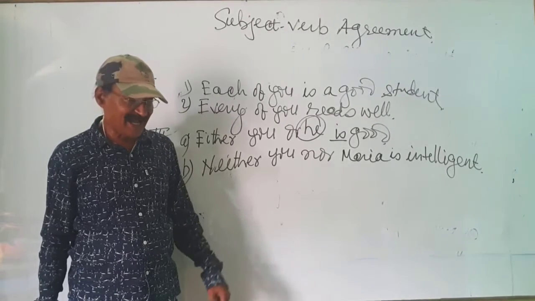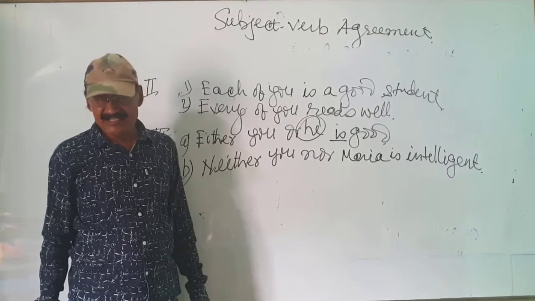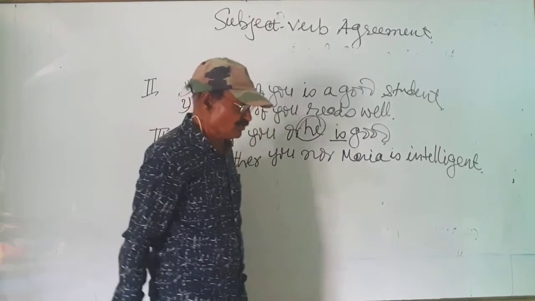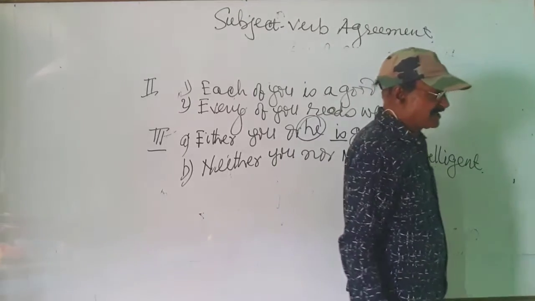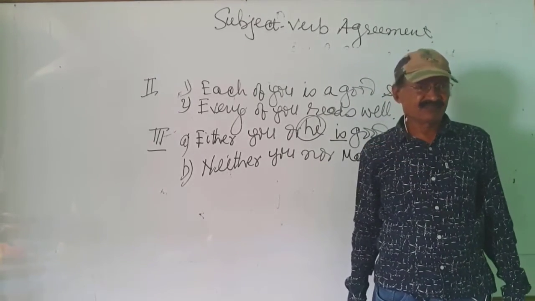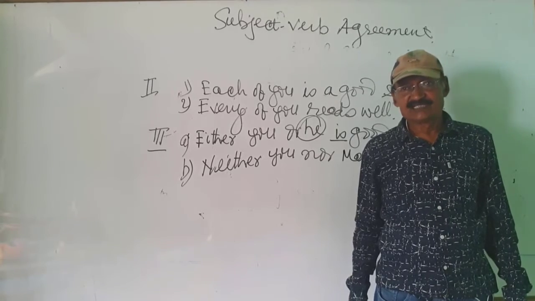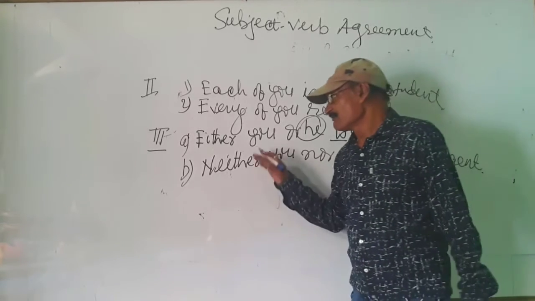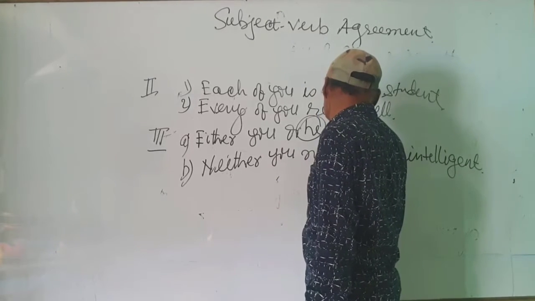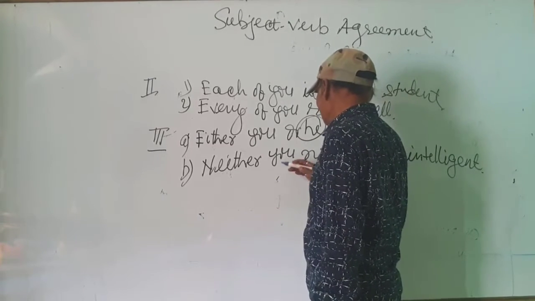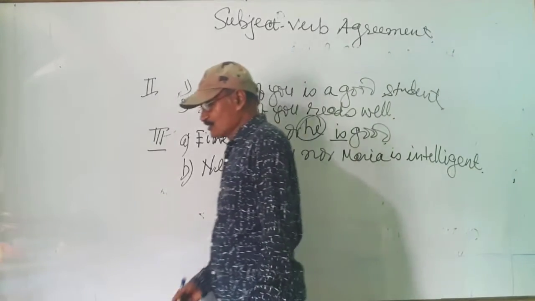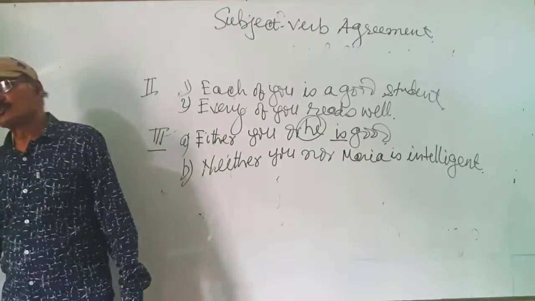The conclusion is that after either-or, neither-nor, we can use the verb according to the nearest subject used in the sentence. Did you get the point? The nearest subject in the first sentence is he, and in the second sentence is Maria. So according to that, the verb is used.